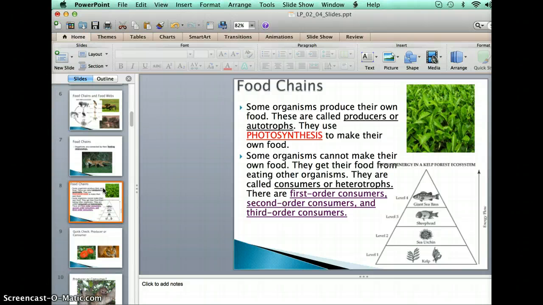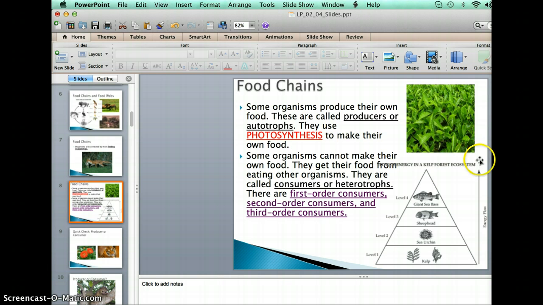Some organisms cannot make their own food, so they have to get their food from eating other organisms. We call these organisms consumers or heterotrophs. Hetero means different, so they have to get their food from a different source. They can't make it themselves. Instead of just calling them all consumers, we can split them up and get a little more specific. There are first-order consumers, second-order consumers, and third-order consumers.